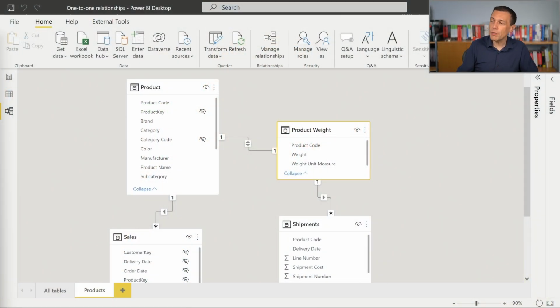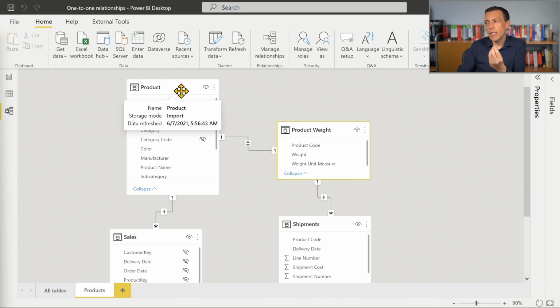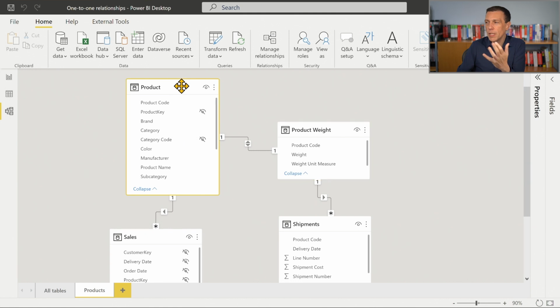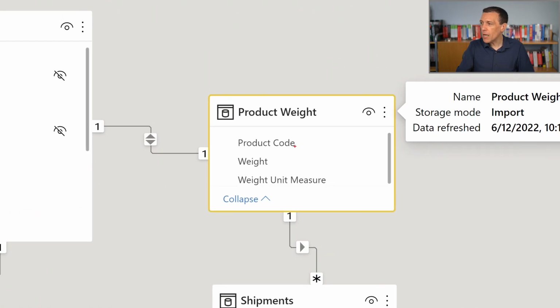So let's go back to the data model and let's focus on what we have in this case. We have to enter into the discussion about what is the data that we have. We have 1 row for each product in the product table. So far, so good. And we have one row for each product code that has an information about the weight and the weight unit measure.